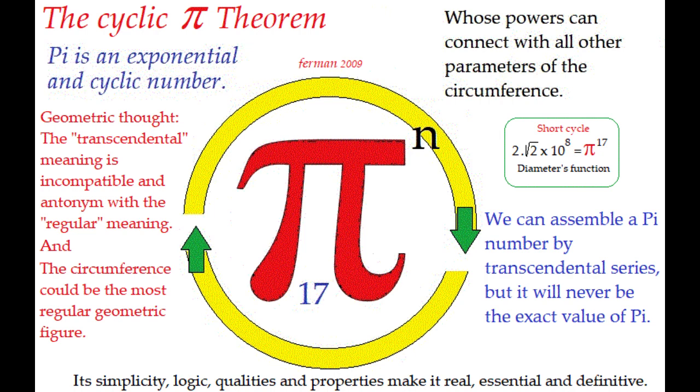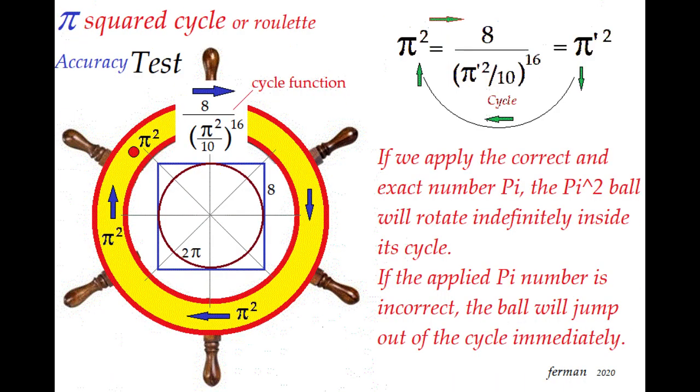The cycle of pi squared. 2. Cycle to test the accuracy of the pi applied. Besides, we also use it as a pi squared circuit to measure and appreciate the accuracy of the number pi we are using. Pi^2 equals cycle pi squared equals pi^2.